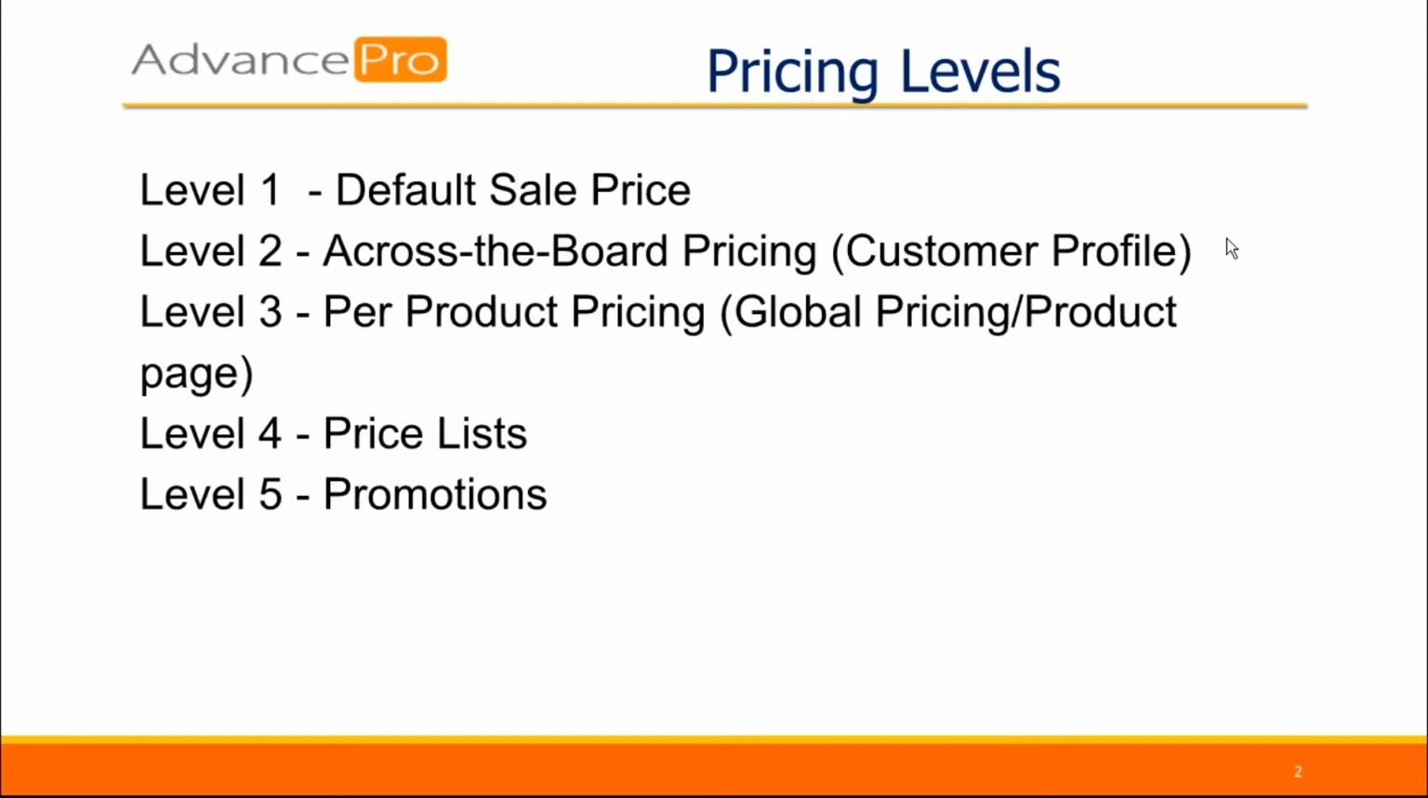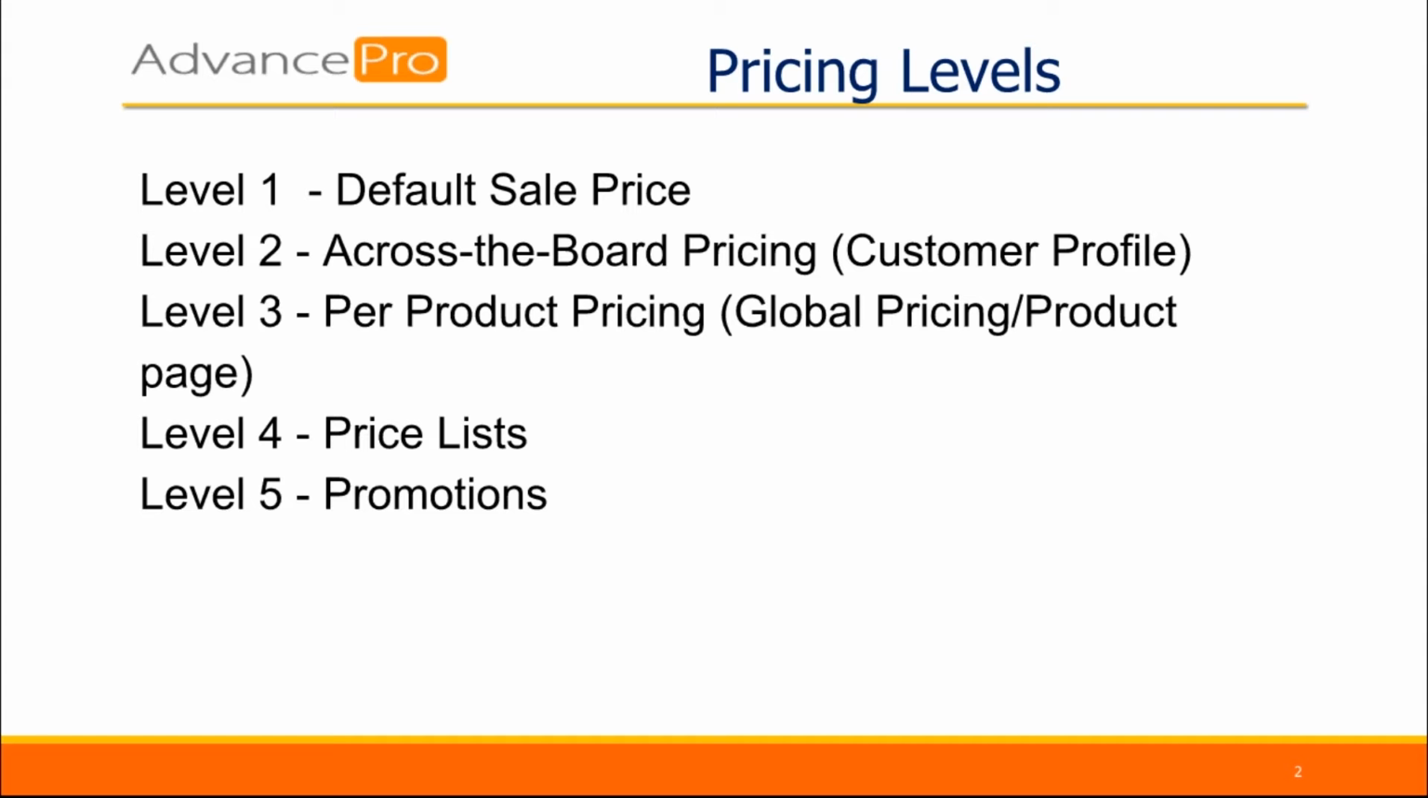Level 1 is the default sale price that's set for the product. Then we have what we call across-the-board pricing. This is set from the customer profile, and this tells AdvancePro that anytime this customer makes a purchase of any product, they're going to get, for example, a 10% discount no matter what they're buying.